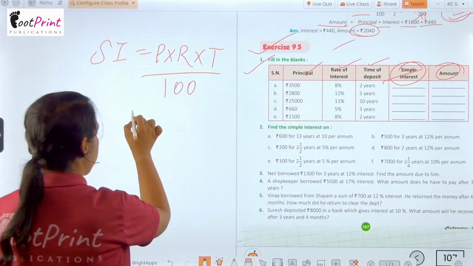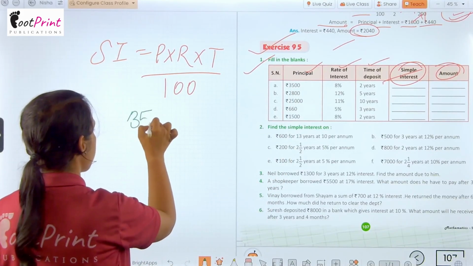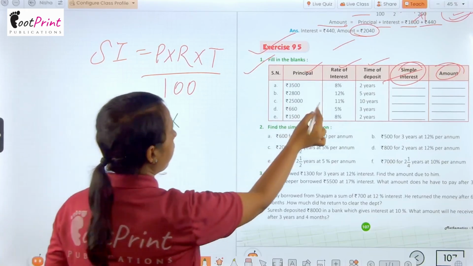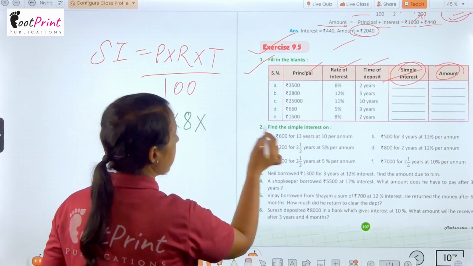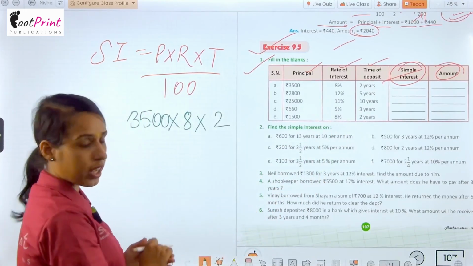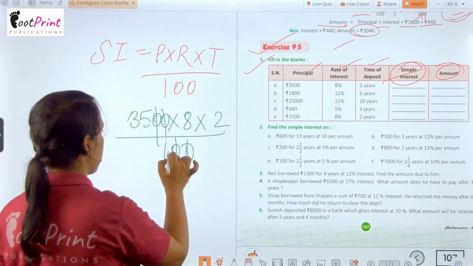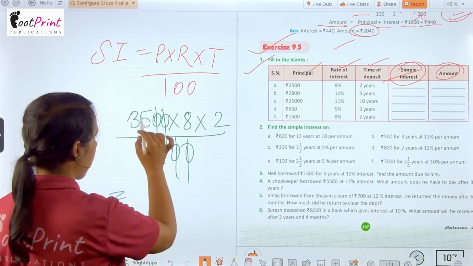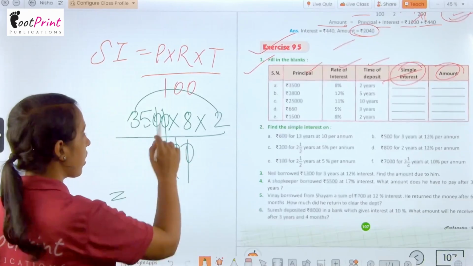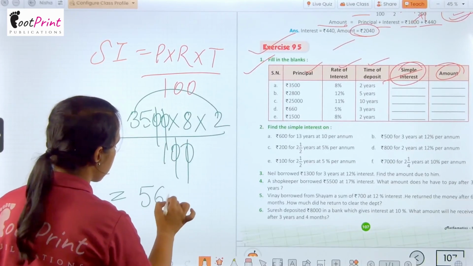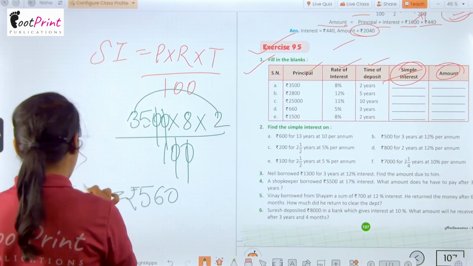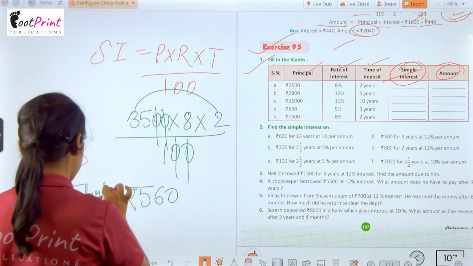Okay, and here we have these values. Principal is 3500, rate is 8% and the time is 2 years. Okay, and upon 100, and after doing it, we have here 35 into 2 is 70, 70 into 8 is 560 rupees. It is our interest, that is simple interest.